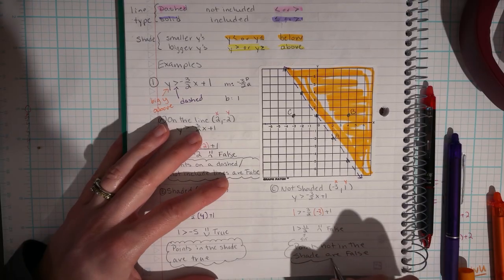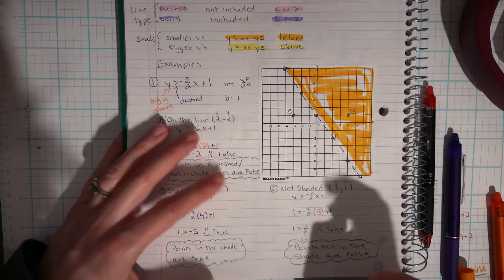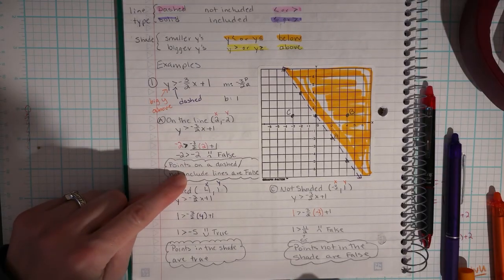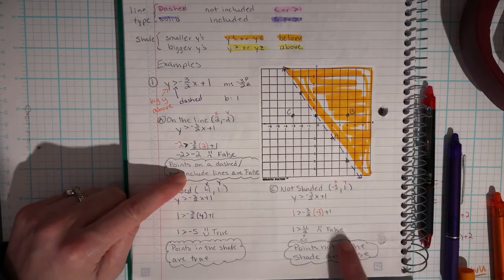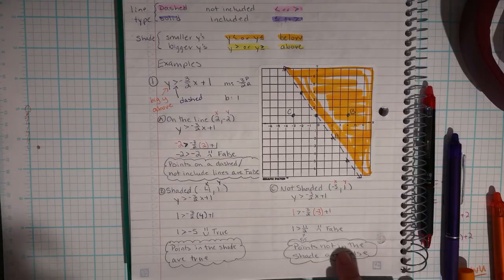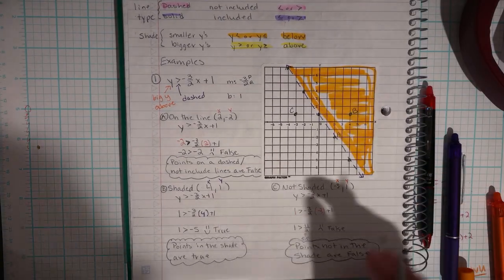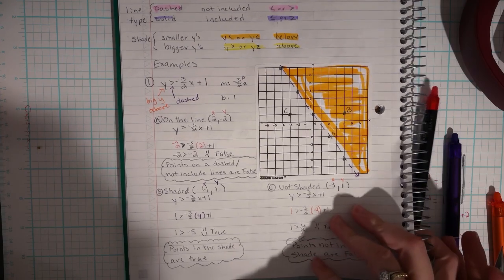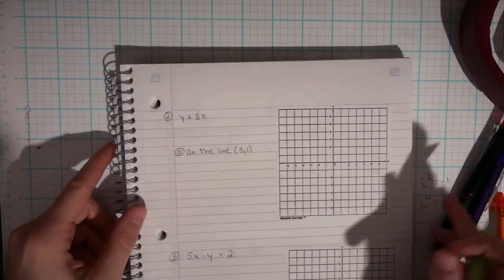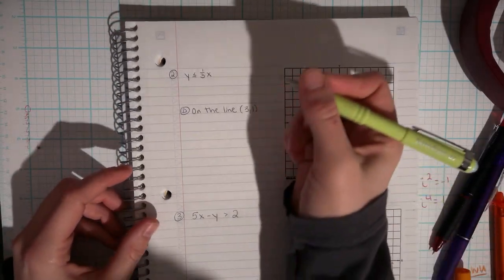All right, so far, we got points on a dashed or a not included line are false, and we got points that are not in the shade are false, but we do have points that are in the shaded area. Those are true. Here we go. Ready? Remember, this is a video, so if you're like, you're going too fast, you can always pause it.